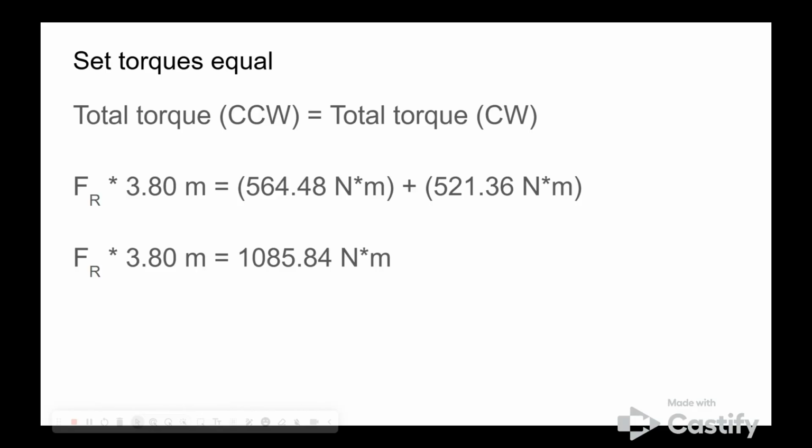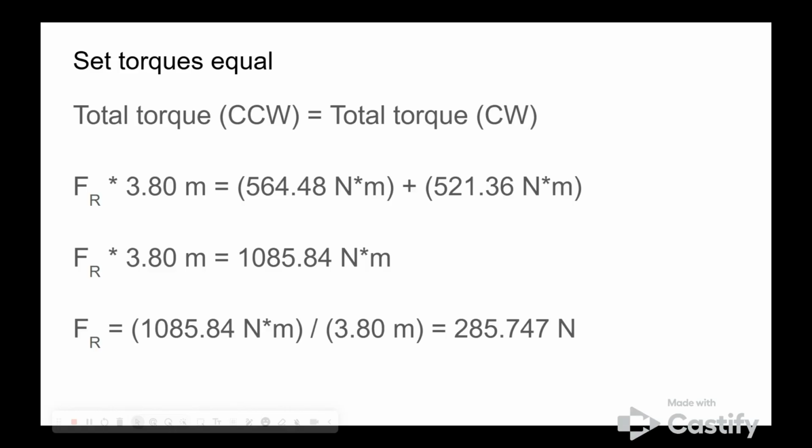And then if we simplify that a little bit, we get 1,085.84 newton meters. Then we divide by 3.8 to get the force of the right support alone, and we end up with 285.747 newtons, which if we round to 3 sig figs, we get 286 newtons.